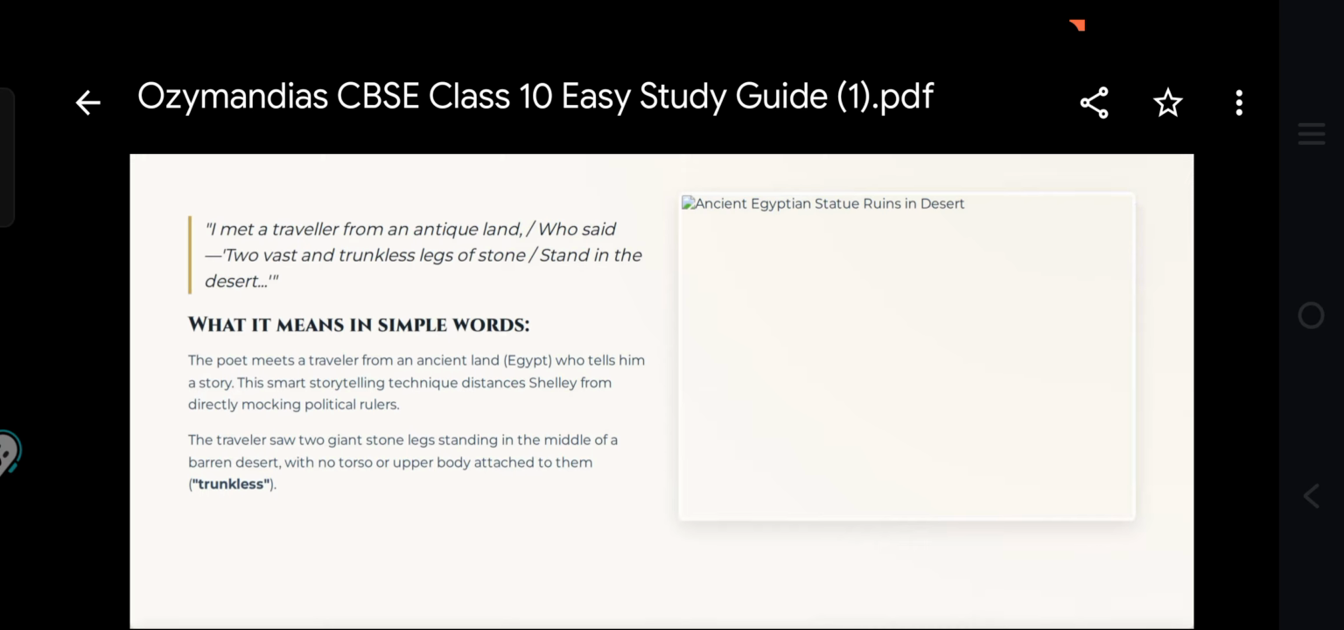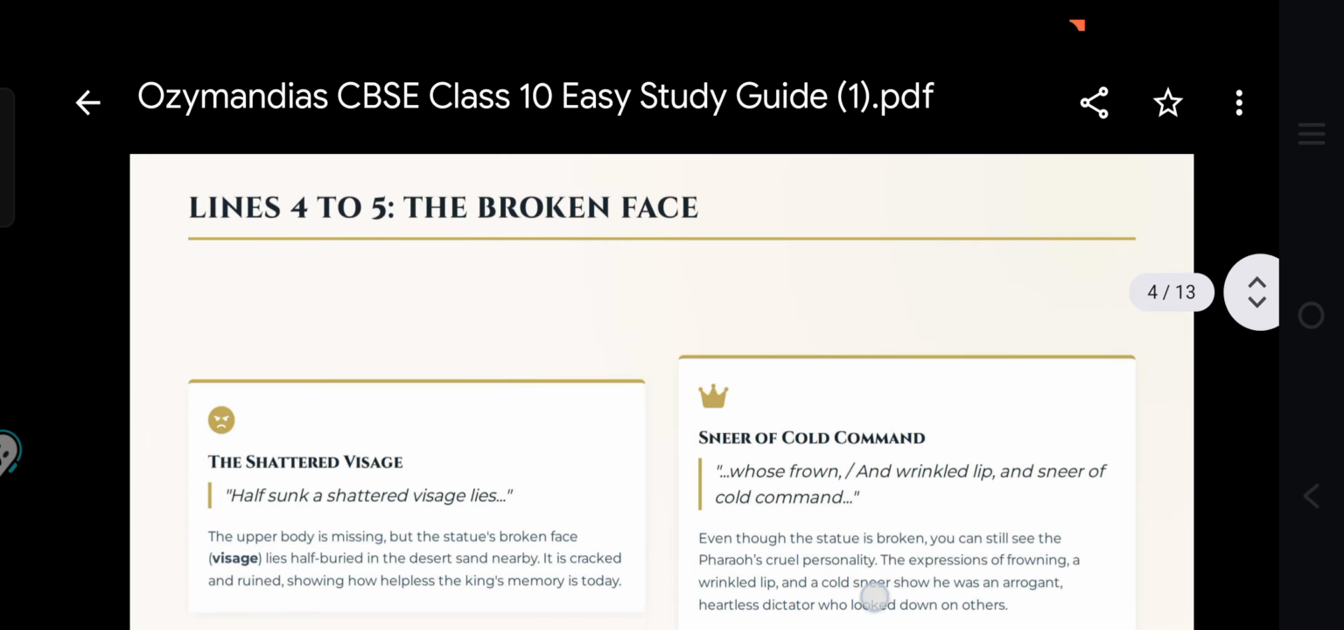So let's start. I met a traveler from an antique land who said, "Two vast and trunkless legs of stone stand in the desert." Now, see here, the poet has used a smart storytelling technique to mock the political rulers. The poet says that he once met a traveler from an ancient land, that is Egypt, who tells him a story. The traveler tells him that he saw two giant stone legs standing in the middle of the barren desert with no torso. Torso means the upper body attached to it. That is, it was trunkless.